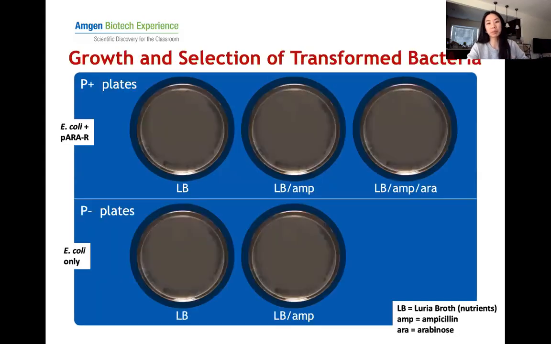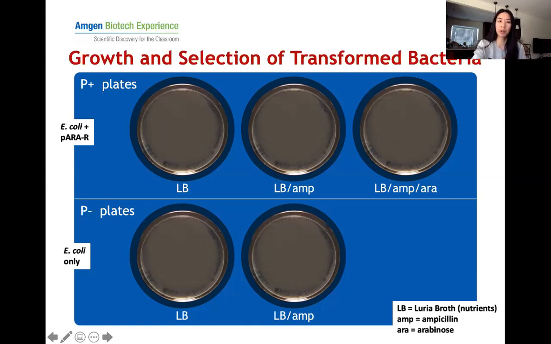So in the last part of the lab, this is the part where we're trying to actually grow the bacteria. It says growth and selection of transformed bacteria. Remember, not all bacteria cells will get transformed, so we only want to grow the ones that actually took the plasmid in. We have different plates. These plates are agar plates. If you looked at it, it looks like clear jello, but then it has added things to it.